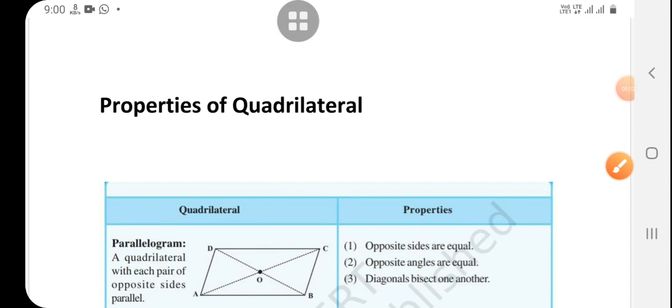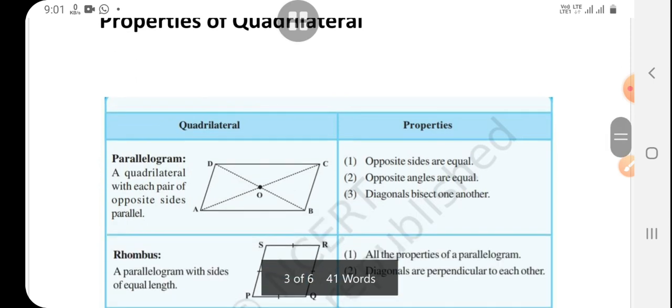Students, in this video I am going to discuss the properties of quadrilaterals. As you already know about the types of quadrilaterals, here I will discuss their properties. This is very important because you have also studied quadrilaterals in class 9th and 10th. So I will discuss them one by one.